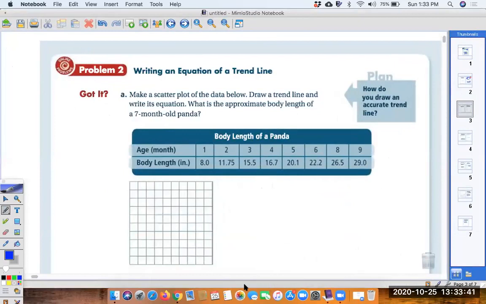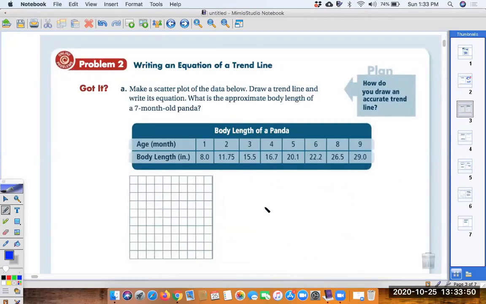Let's look, making sure I'm on there. Yep, I think I am. And we're on problem 2. And now we're going to make a scatter plot and then draw a trend line. Yep, problem 2. So now we're stepping it up a notch because we have to not only make the scatter plot, we also have to write an equation.